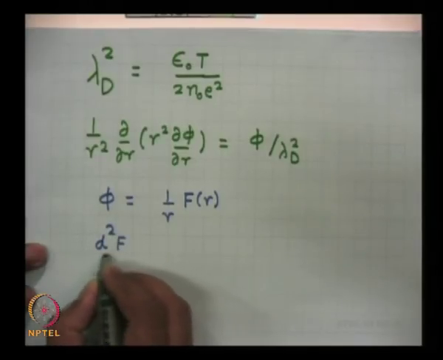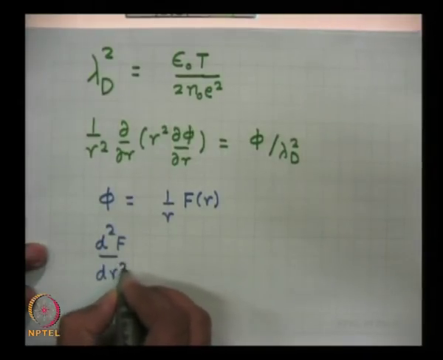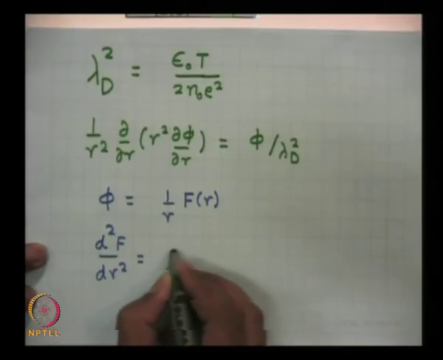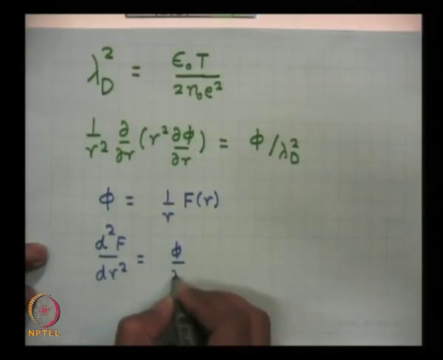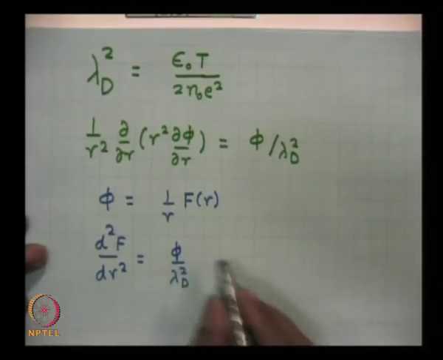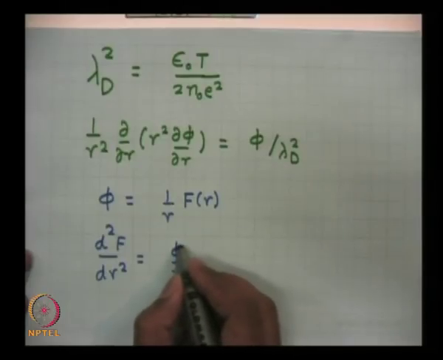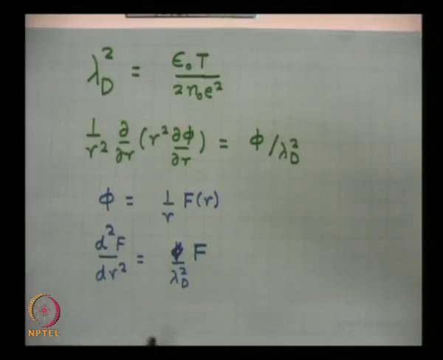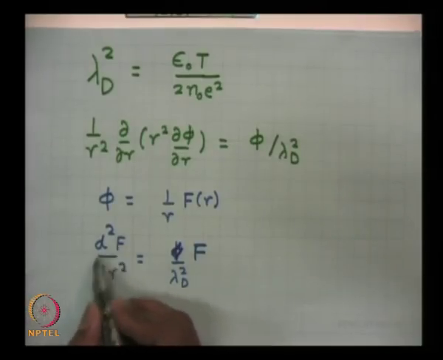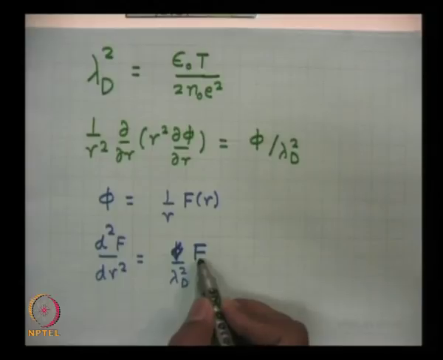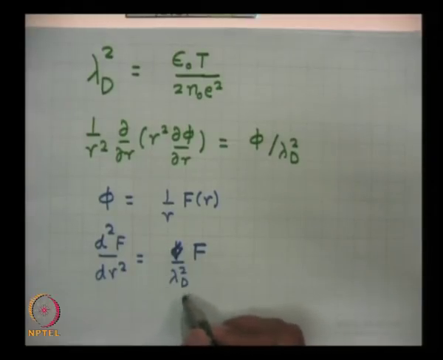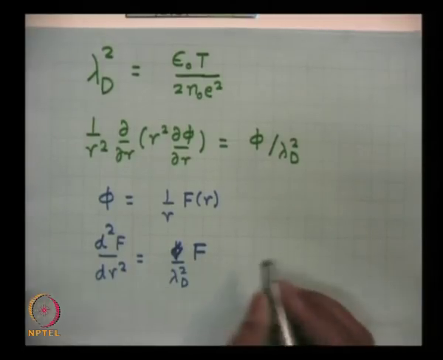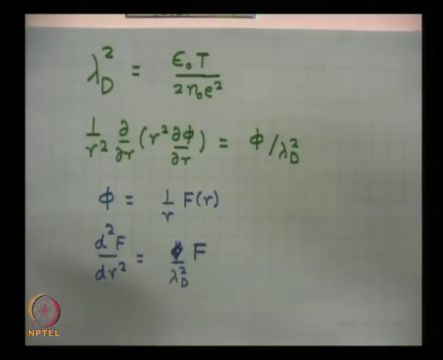d2f by dr square is equal to f upon lambda d square, a simple equation. This is rather not phi, this is f. Same f here, on double differentiation the same f is reproduced with the exception of a constant 1 upon lambda d square. And the solution is a simple exponential solution.